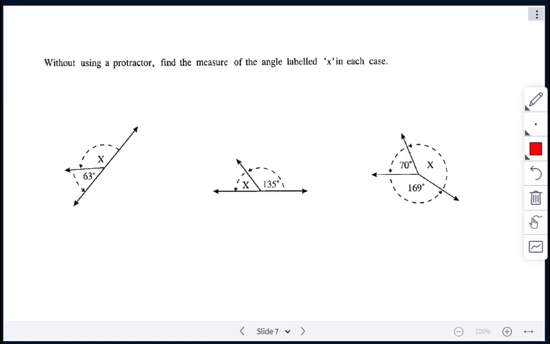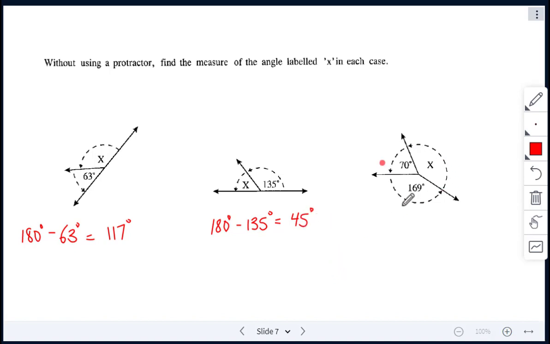All right, so for these examples, we have to figure out the measure of the angle labeled X without using a protractor. We have a straight line here. We know that's 180 degrees. So we take 180 degrees, subtract the 63 degrees, which gives me 117 degrees. So here X is equal to 117 degrees. Here, again, we have a straight line. A straight line has a measurement of 180. So 180 minus 135 gives me 45 degrees.